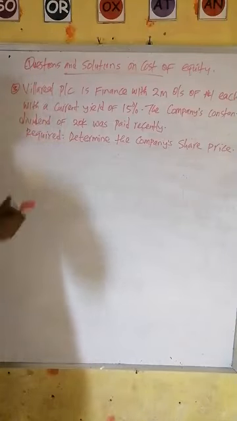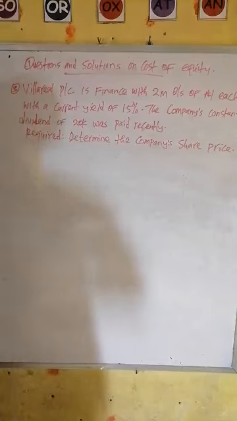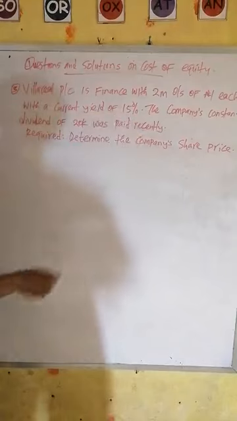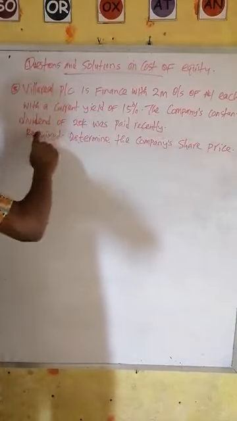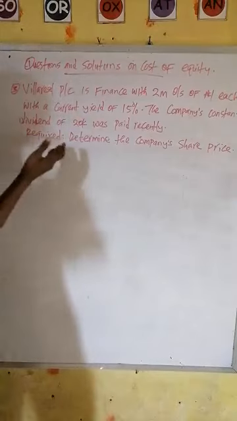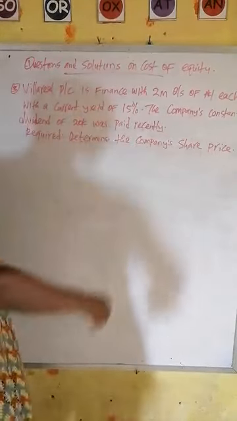Now, we have this question here, which says, Valuation PLC is financed with 2 million ordinary shares of 1 naira each, with a current yield of 15%. The company's constant dividend of 20 kobo was paid recently. Required: determine the company's share price.